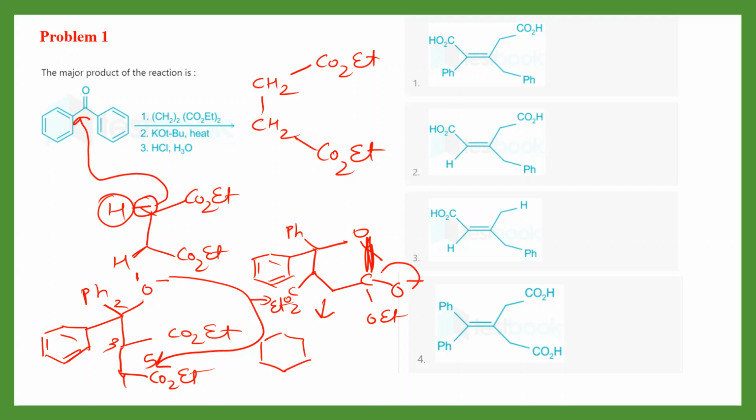Now this is going to come here, and which bond will break now? This bond can break, right? We are just looking at possibilities. It will form your CO2Et, 1, 2, 3, 4, 5. But we can see that in all these options, no option is carrying this.